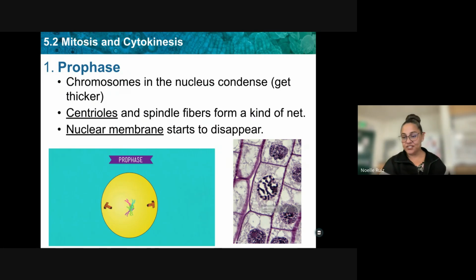So on the left is a GIF, an animation of what happens during prophase. Let's wait for it to start over. Like I said, DNA is all willy-nilly. It condenses, it gets thicker, and then it makes those X-shaped structures in the middle. And on each end, these are the centrioles.